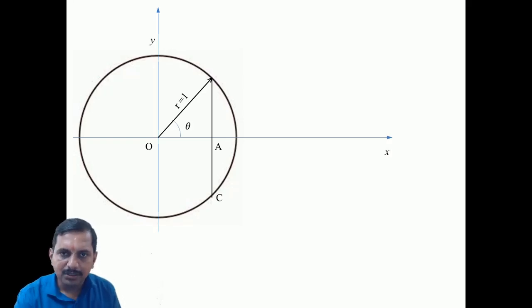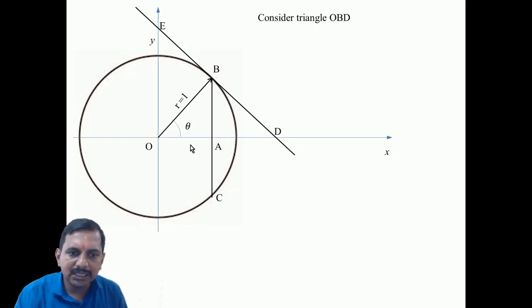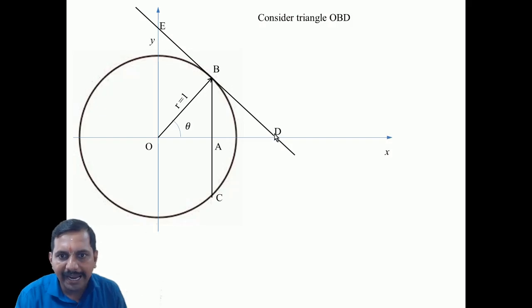Tangent, right? So let us see tan with tangent. So we have drawn a tangent here, which is EBD. This is the tangent here. Okay. So now let us consider the triangle OBD.